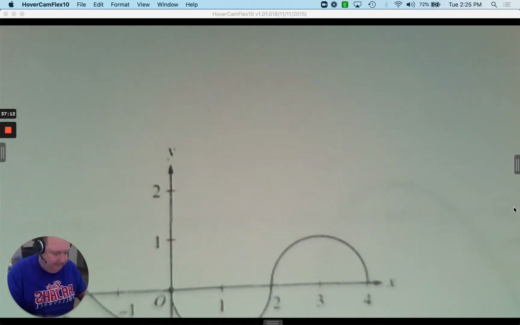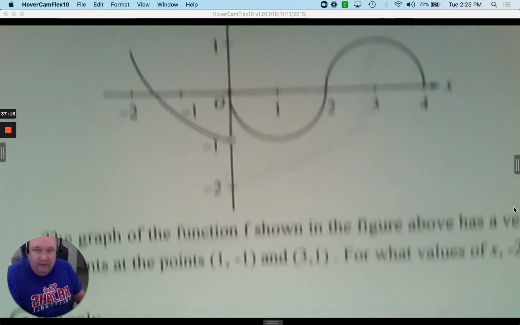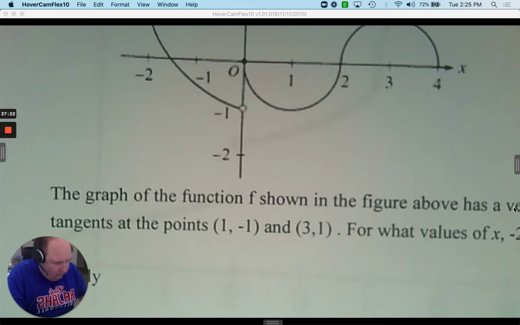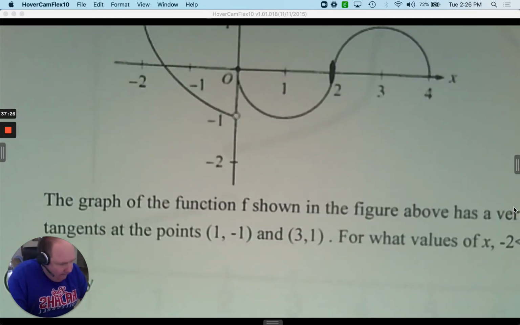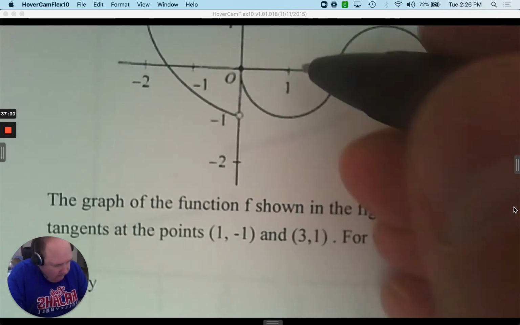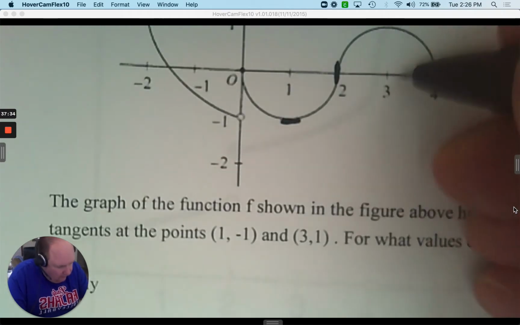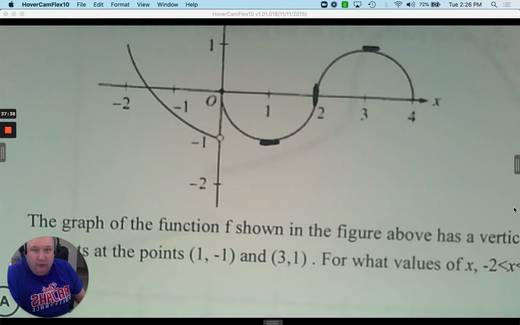23. In number 23, the graph of the function f in the figure above has a vertical tangent at 2, 0. That's right here. And horizontal tangents at 1, -1, so right here there's a turning point, and 3, 1, right here there's a turning point. All right, so those are vertical and so on.